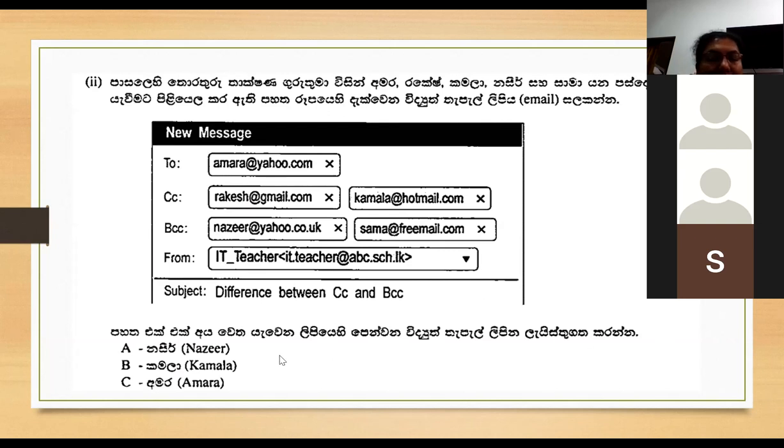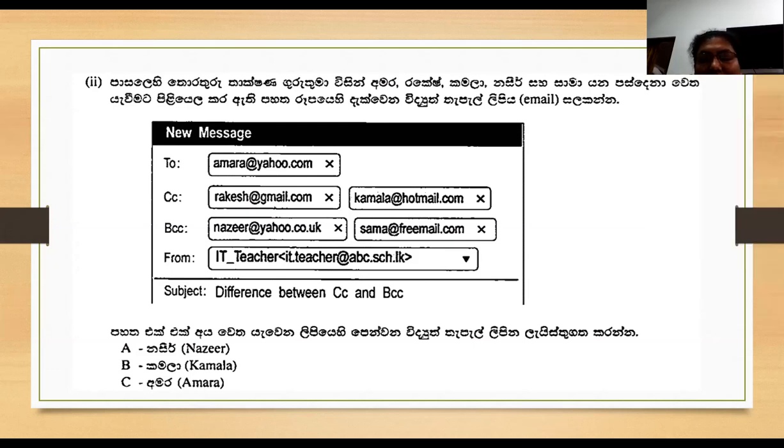Anil. Yes, miss. Yes, Anil, can you tell me who are the persons Kamala can see? What are the email addresses? Anil, you can unmute. Yes, miss, should I choose from the given name? It's okay, the given name's enough for me.